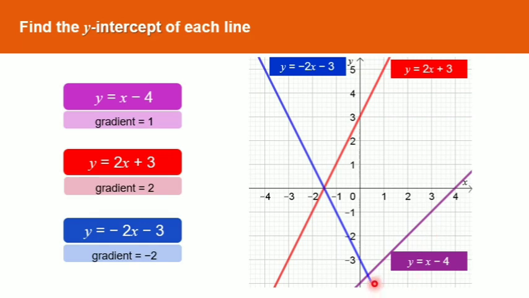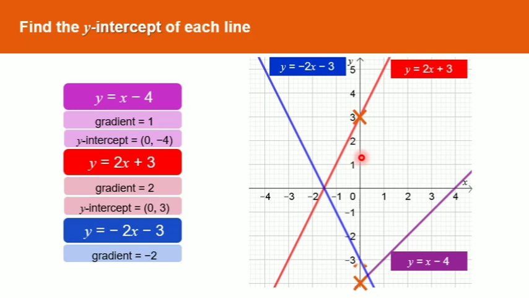Yes, the y-intercept will be right here. So what are the coordinates of the y-intercept? The coordinates will be (0, negative 4). Now continue to the red line. From the red line, where is the y-intercept? Yes, the y-intercept will be there. What are the coordinates? (0, 3). And then the last one is the blue line. Where is the y-intercept? Yes, right there. What are the coordinates? The coordinates are (0, negative 3).